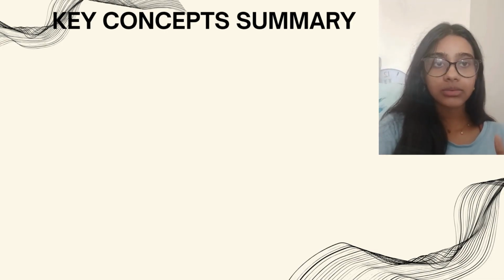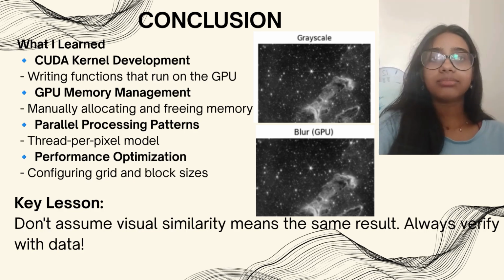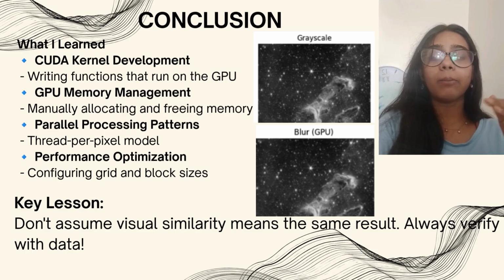We have the host, which is the CPU and its memory, and the device, which is the GPU and its memory. Memory transfers go HtoD, which is host to device, and DtoH, which is device to host. And parallelism means thousands of threads running simultaneously. Basically, this project gave me hands-on experience with CUDA, kernel development, GPU memory management, parallel processing patterns like the thread-per-pixel model, and performance optimization, configuring the block and grid sizes for optimal performance.